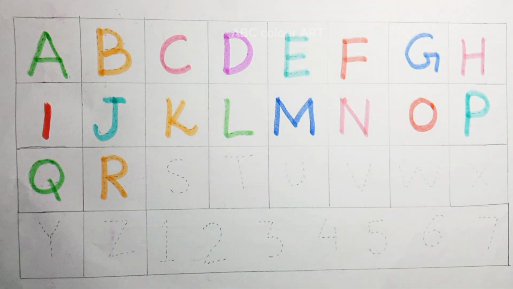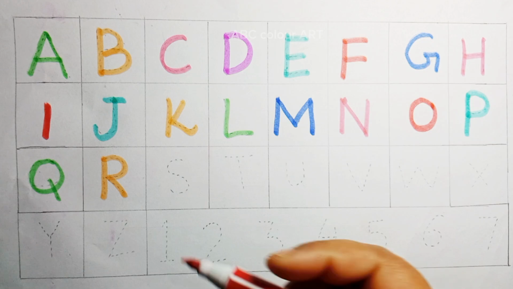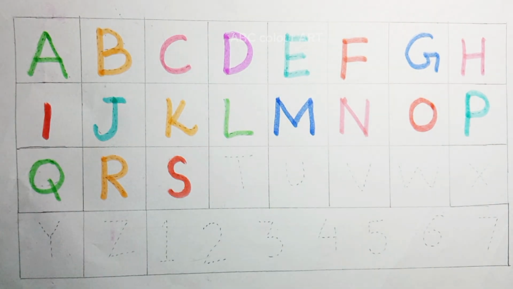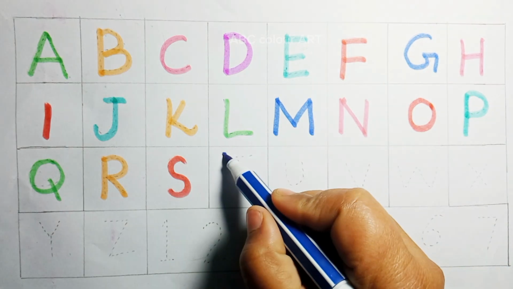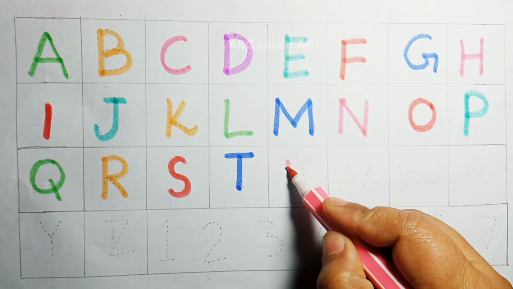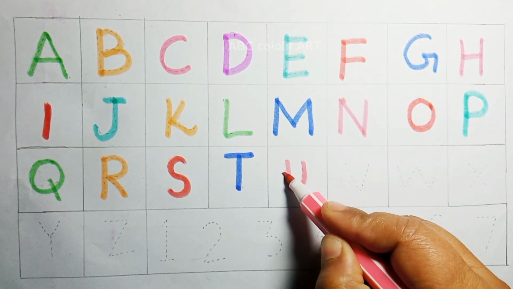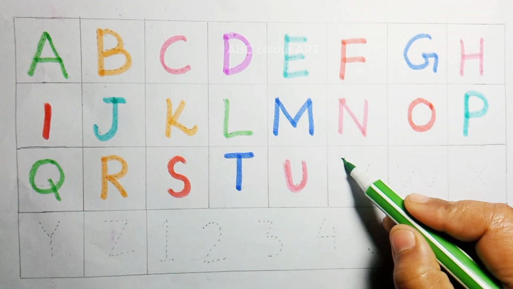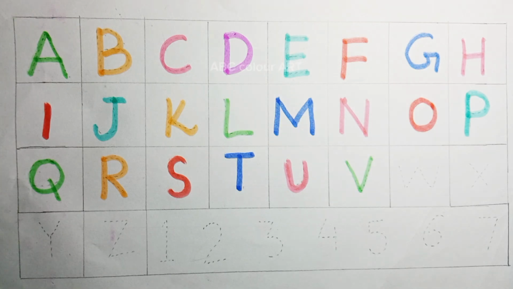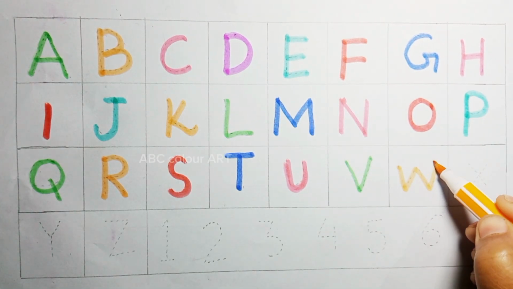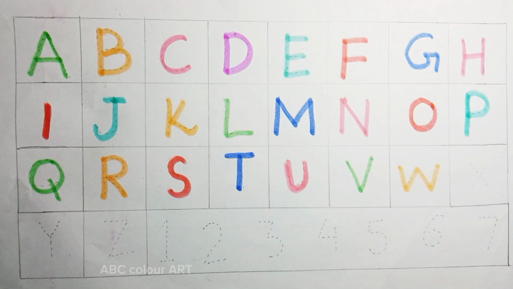R is for red color. S is for sun, blue color. T is for tiger, pink color. U is for umbrella, green color. V is for van, orange color. W is for watch, pink color.